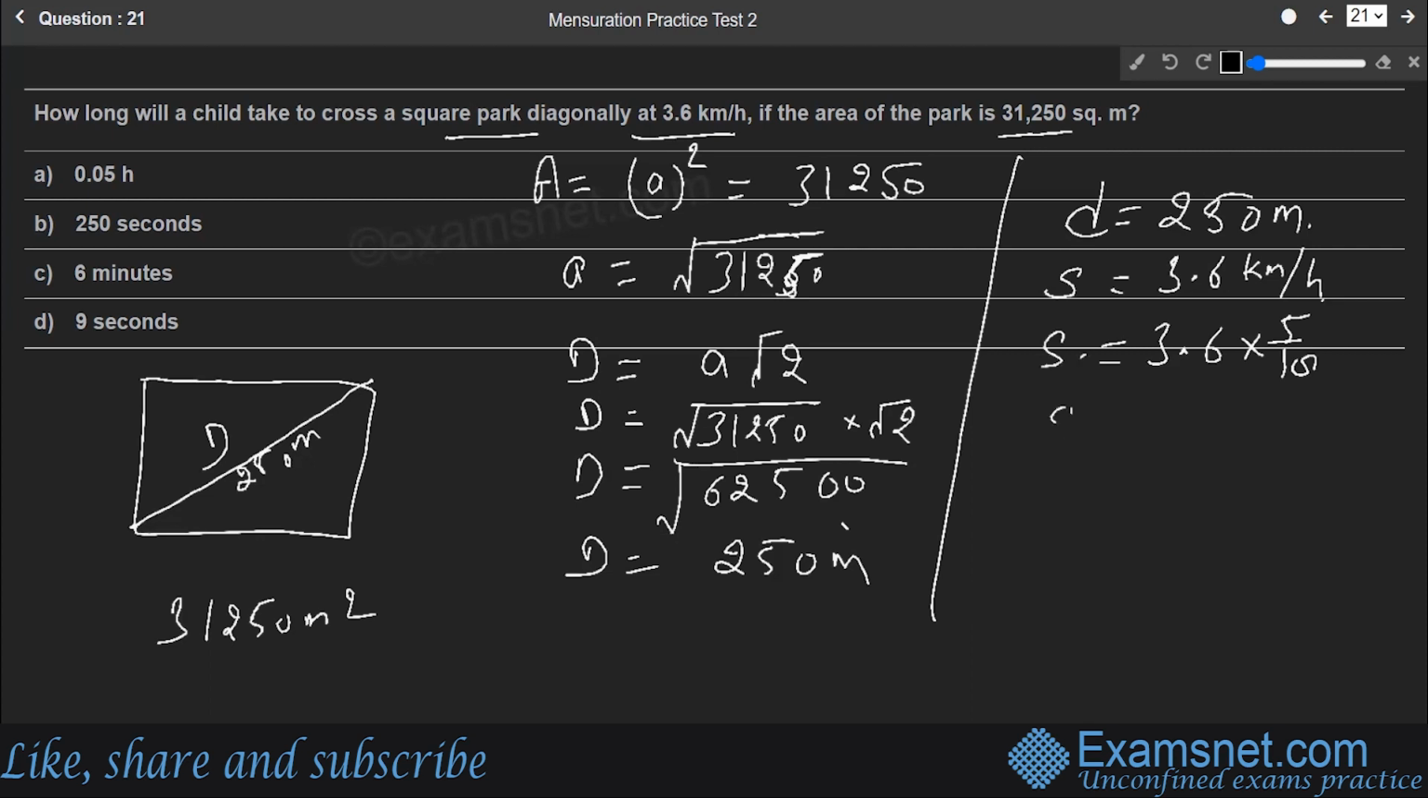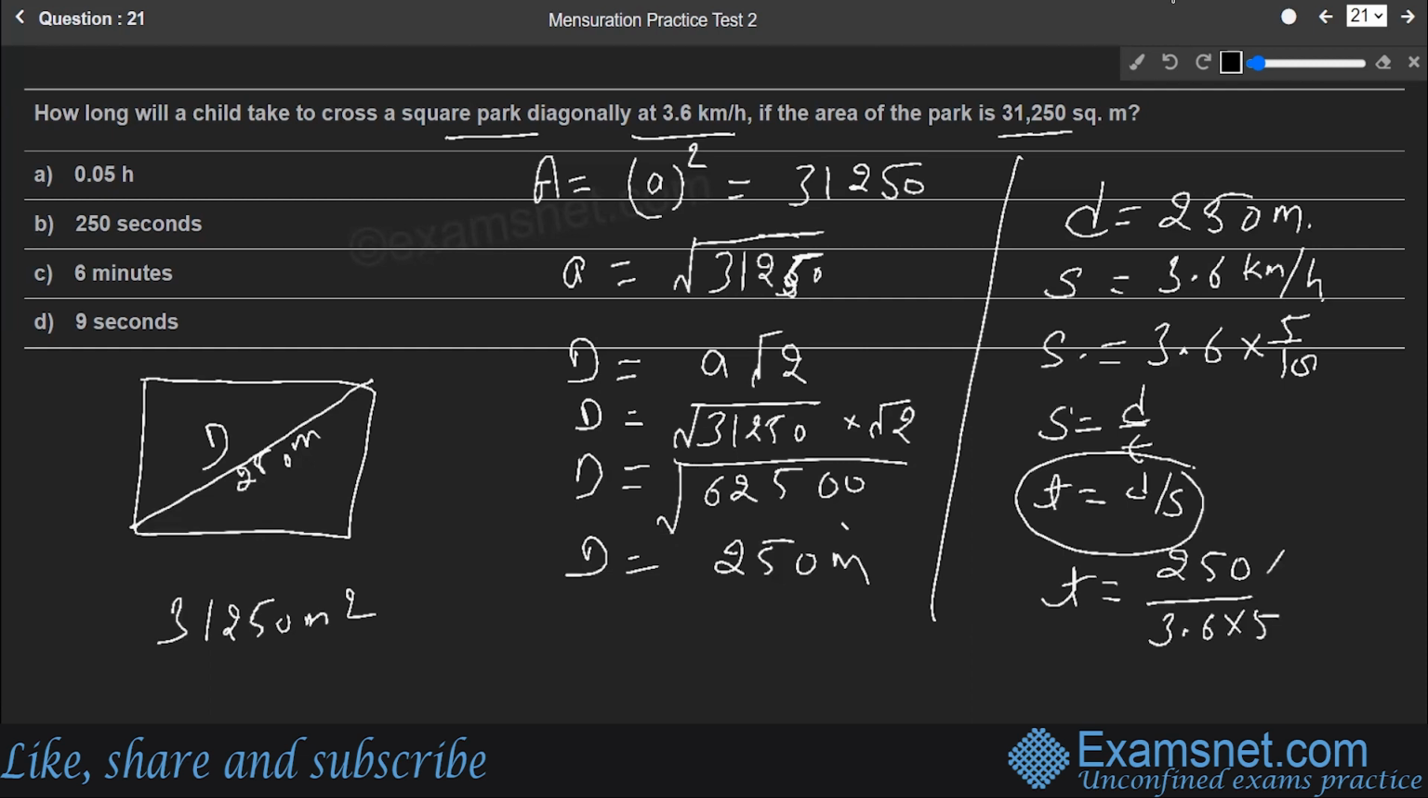Now we know speed is equal to distance over time, so clearly time is equal to distance over speed. That's what we are supposed to calculate: how long means the time. So time is equal to distance value 250 divided by the speed value 3.6 into 5 by 18. 18 goes up. Solving this expression, the time value comes out to be 250 seconds. So this is the right answer: the child will take 250 seconds in all.